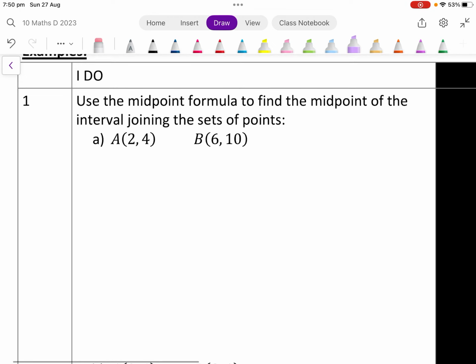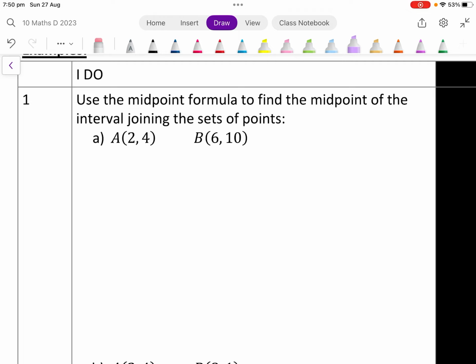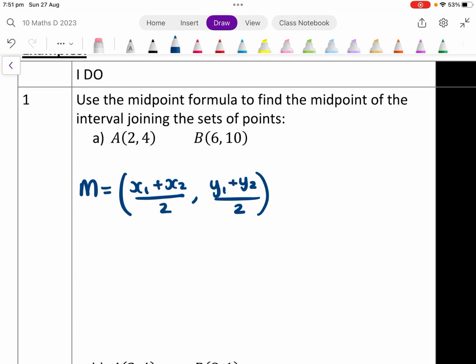So we want to use the midpoint formula to find the midpoint of the interval joining the sets of points. So our midpoint formula is m equals x1 plus x2 all over 2, y1 plus y2 all over 2. Now you might be wondering, our x1, y1, x2, y2, what are these? So in this first coordinate A, which is 2, 4, this first value is our x coordinate, so we're going to call that x1, and our second value here is our y coordinate, so we're going to call that y1.